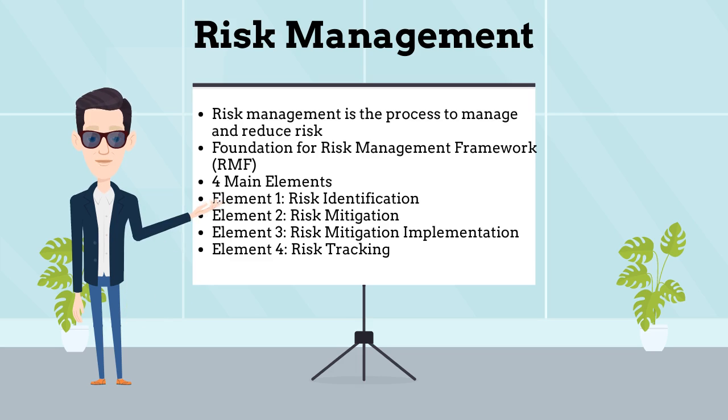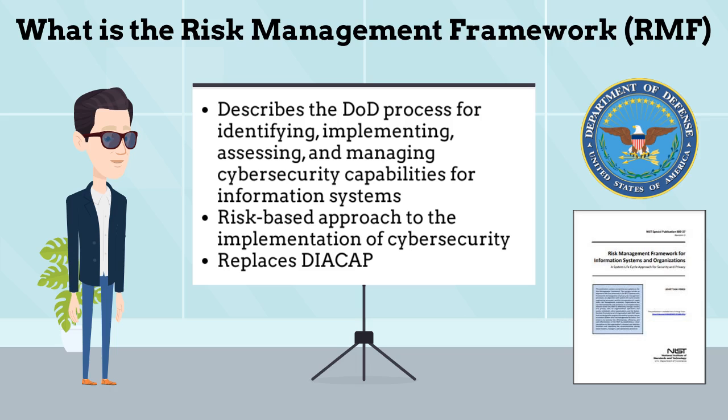There are four main elements of risk management. Element 1. Risk identification, identifying and measuring the known and unknown risks. Element 2. Risk mitigation, developing mitigation options. Element 3. Risk mitigation implementation, selecting, planning, and implementing appropriate risk mitigations. And finally, Element 4. Risk tracking, tracking the implementation to ensure successful risk reduction.